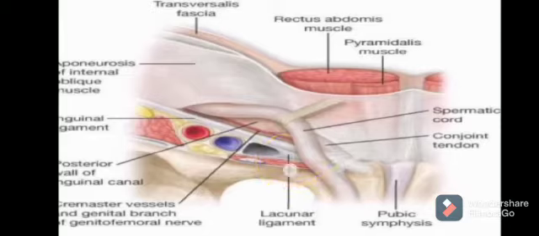So just to provide strength in this part, we have this extension of the inguinal ligament which is called the lacunar ligament, and also we have this conjoint tendon. It's also mentioned in books, you can see this labeling here, it's referring to this part. The conjoint tendon is formed by the union of the aponeurosis of the internal oblique and transversus abdominis muscle.